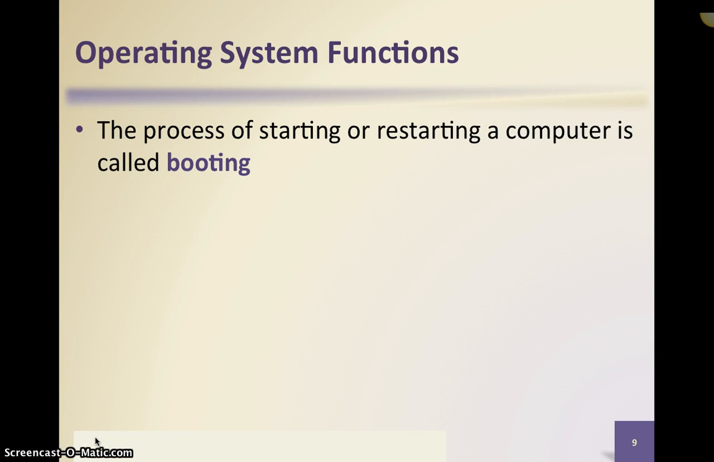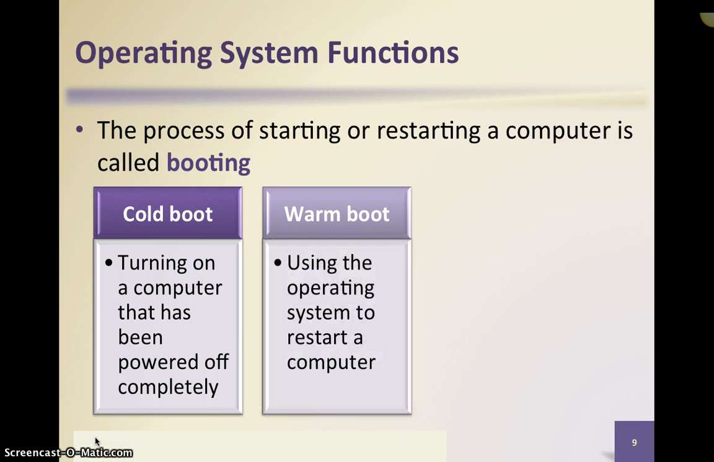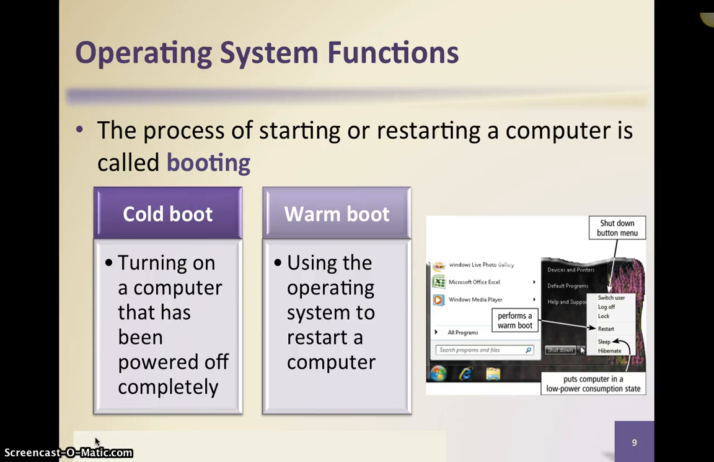Some of the functions of the operating system we mentioned earlier. One of them is starting and shutting down the computer. Starting a computer is also called booting. There are two types of booting. One is a cold boot. A cold boot is when the computer has been completely shut down. There is no power going to the system at all, and you have to push the on button in order for the computer to start.